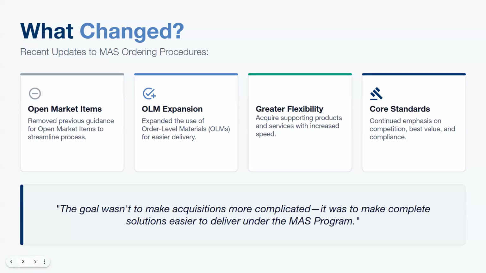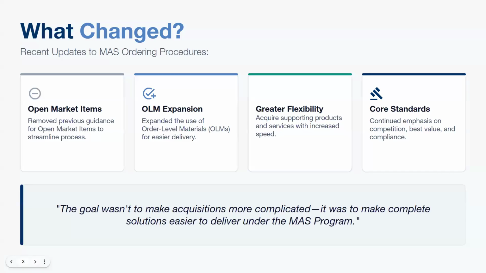Now that we know why OLMs were introduced, let's define exactly what they are. An order level material is an unawarded product or service necessary to successfully perform a specific MAS contract order. And with the recent updates to the MAS ordering procedures, we have the open market items, which remove previous guidance to streamline the process.